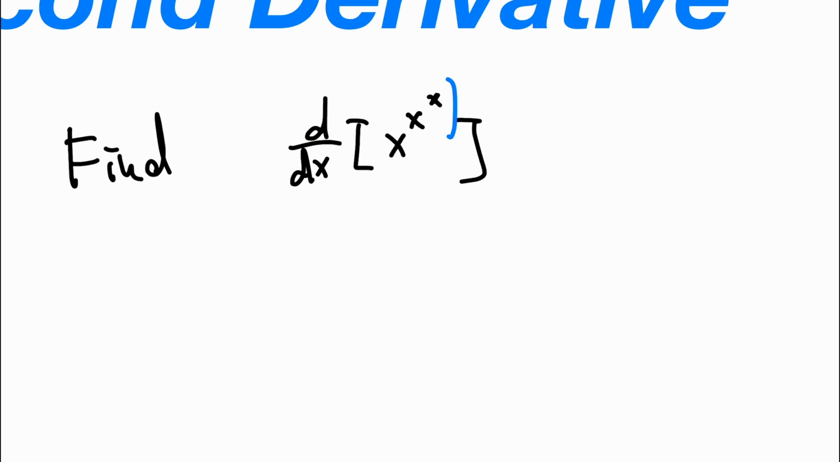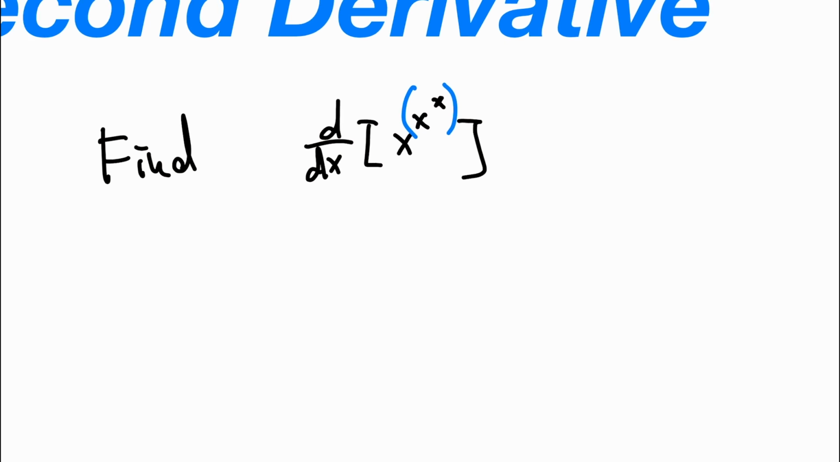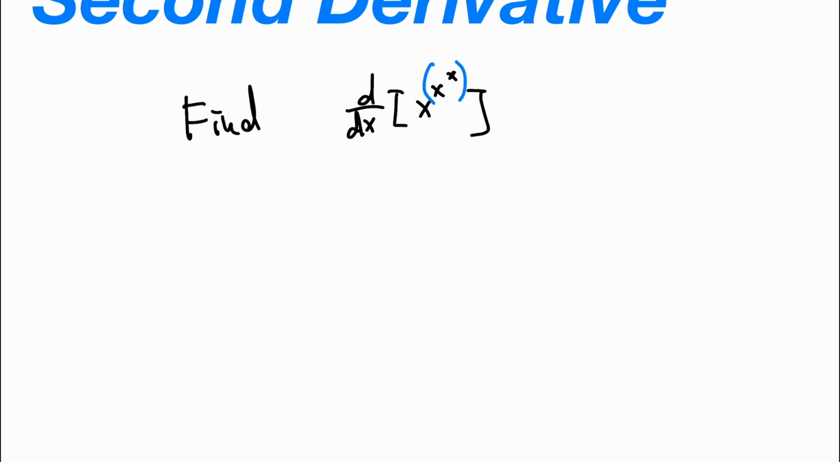x to the, with invisible parentheses, x to the x. It is not (x to the x) to the x. That's different. So the invisible parentheses is actually here: x to the x to the x. We want to find the derivative of that.